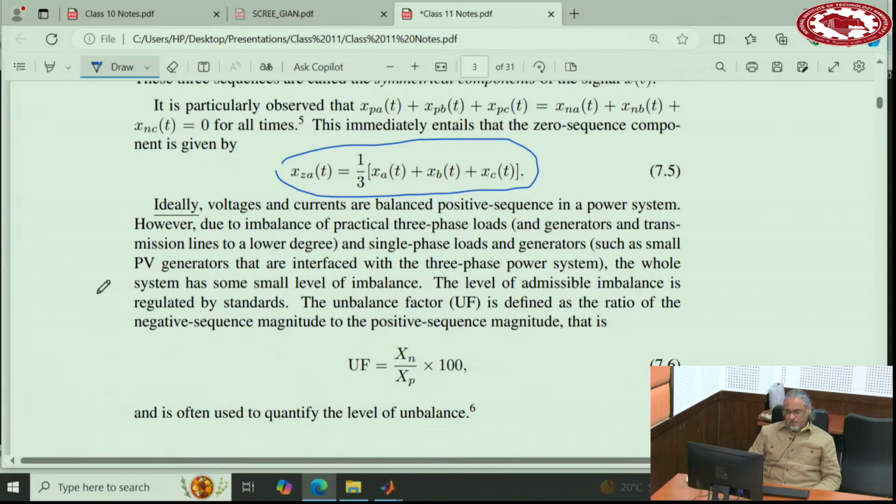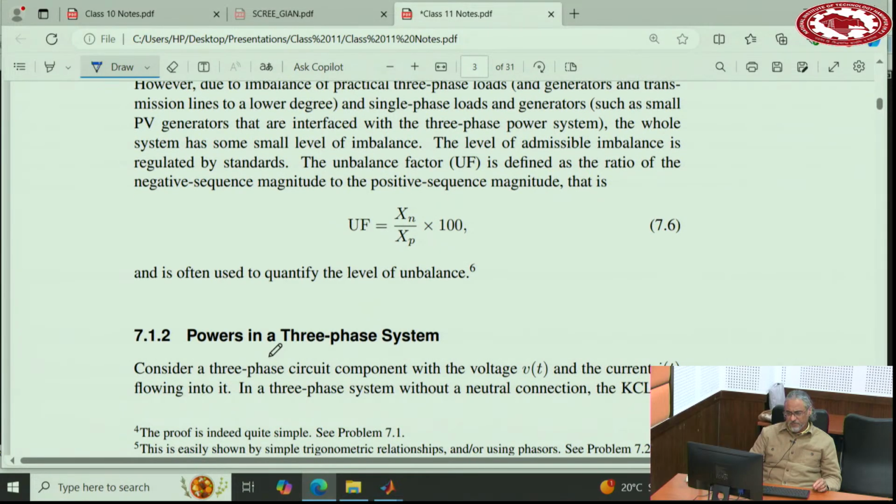Okay, unbalanced factor. In practice, ideally, in a power system we would like to have only positive sequence. If you have negative sequence, you can define the amount of negative sequence relative to the amount of positive sequence as the unbalanced factor. You can bring in zero sequence, but normally you only talk about negative sequence for the unbalanced factor.